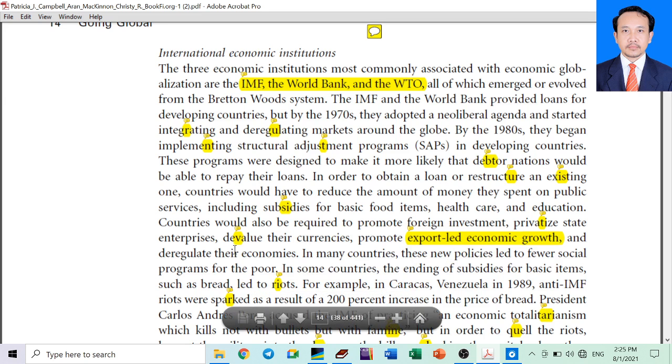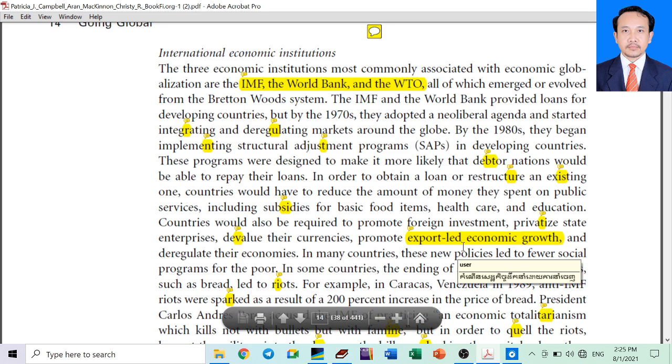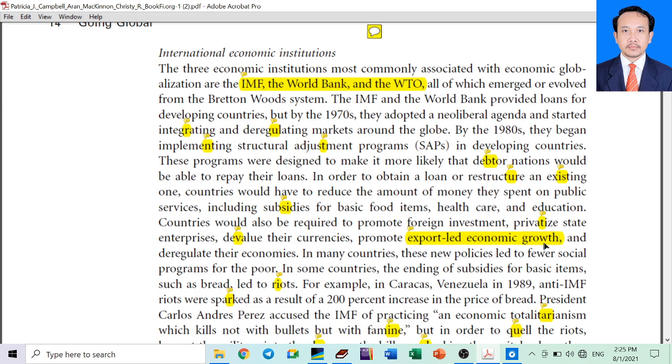And the next one, devalue. Devalue means to reduce the rate at which money can be exchanged for foreign money. Yeah, devalue. And export-led economic growth. It means economic growth led by exports. It focuses on export. Yeah, exportation.